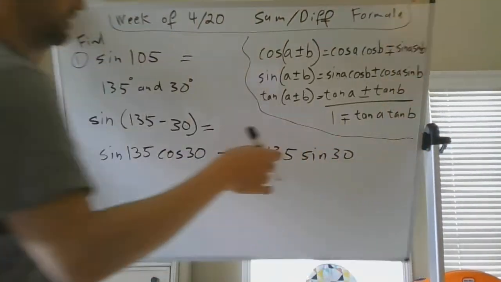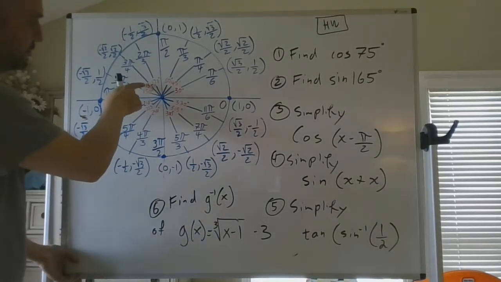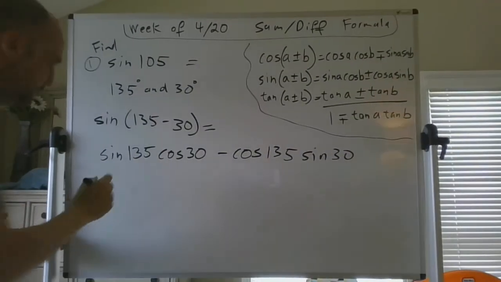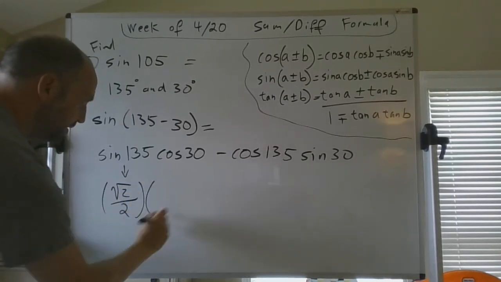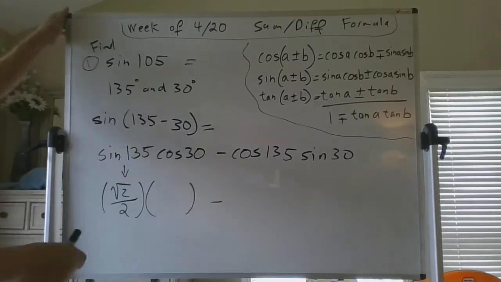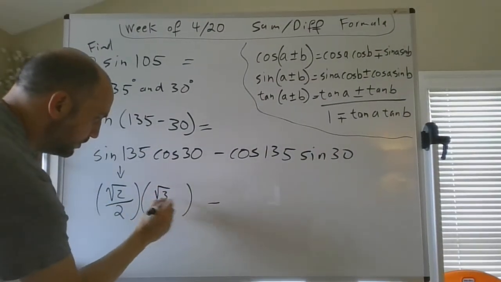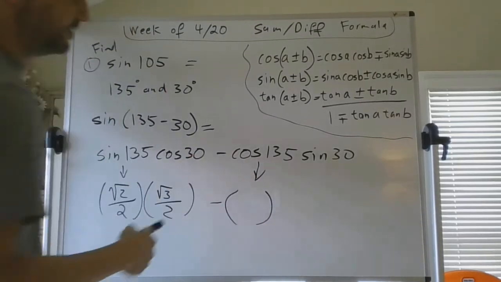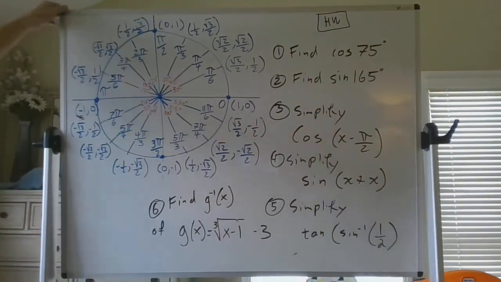All right, now let's refer to our unit circle to find the sine of 135. Let's see here, 135, where are you? 135, you're right here, and the sine of 135 is root 2 over 2. Okay, that's going to be root 2 over 2 times the cosine of 30. Cosine of 30 is root 3 over 2. Okay, now subtracted by the product of cosine of 135, which is negative root 2 over 2.